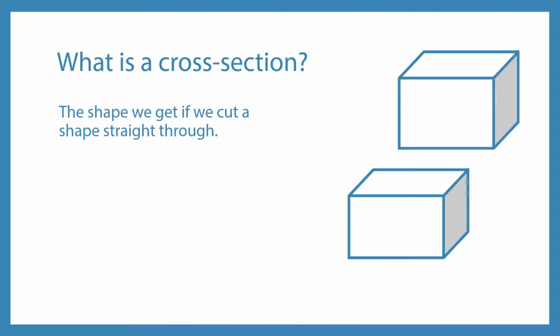So here you note that we cut the shape and we've cut it parallel to the base of the shape. So we could cut it here or here, but we don't cut our shape something like this. For our cross section, we need to be cutting it parallel to the base of our shape. Now, the cross section is the shape that we get here.